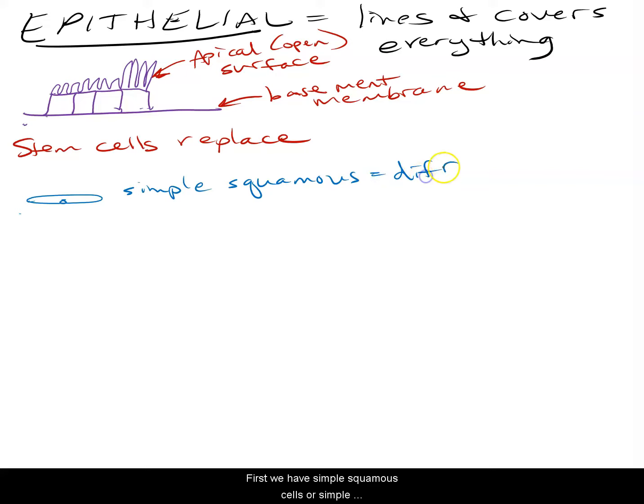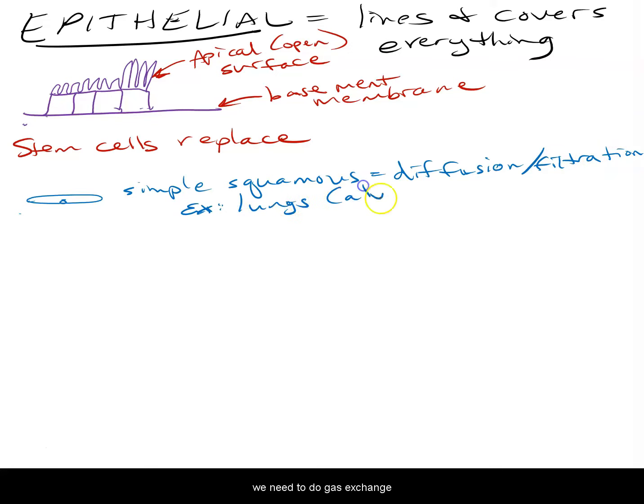First, we have simple squamous cells. These are flat cells that are very good at allowing filtration or diffusion across them. So we're going to find these in places like the lungs, where we need to do gas exchange, or the capillaries where we need to exchange nutrients and gases with the cells.